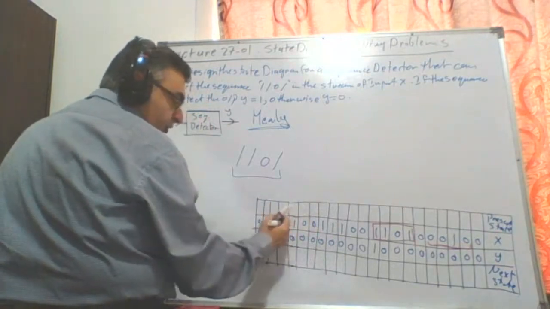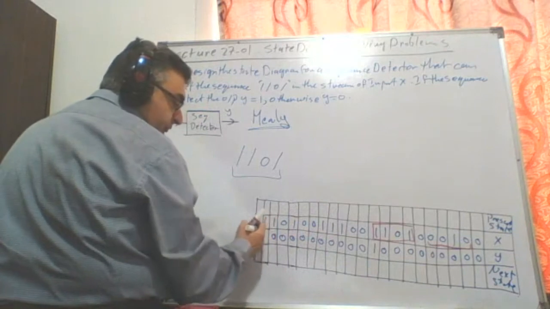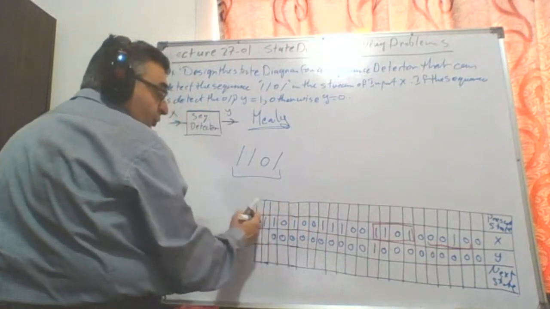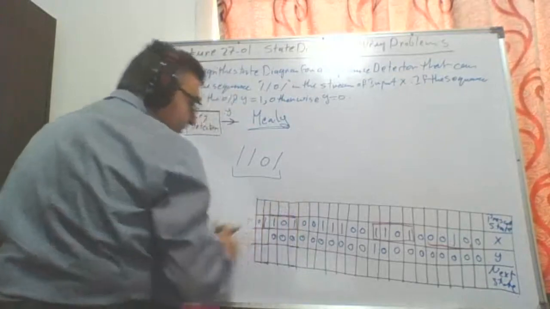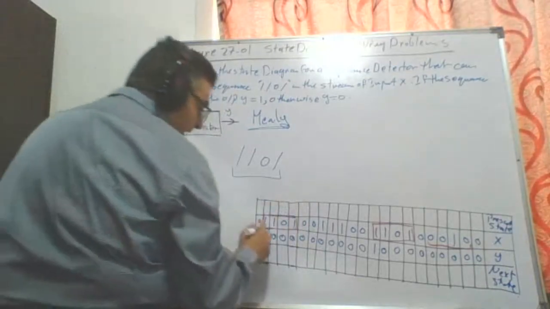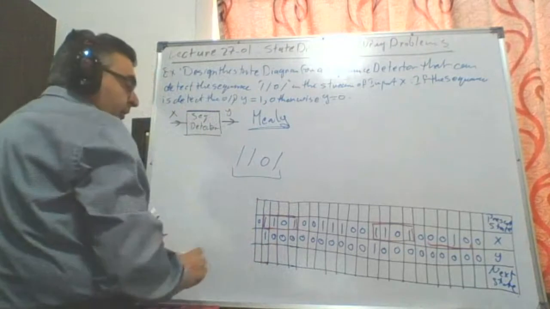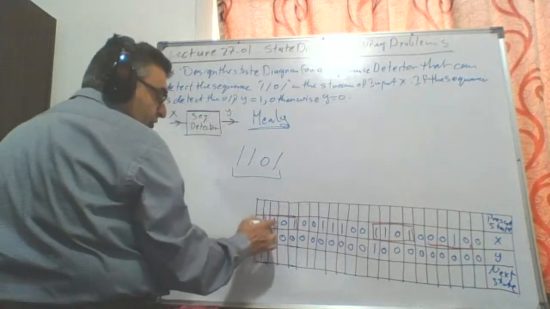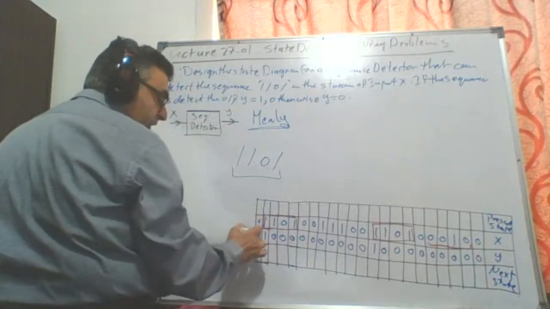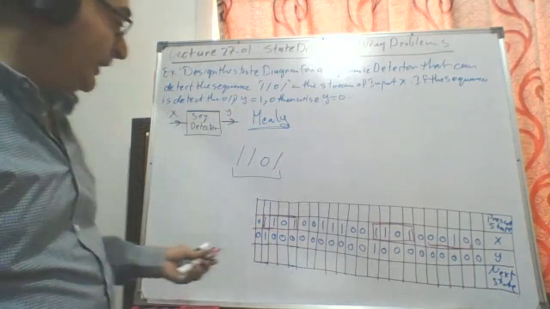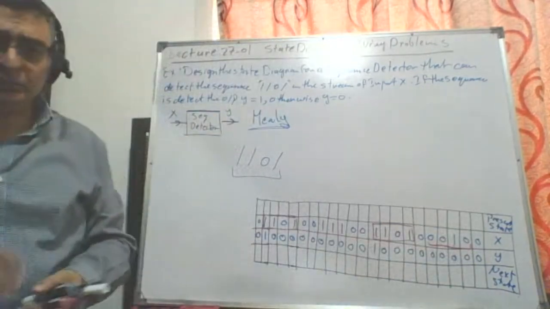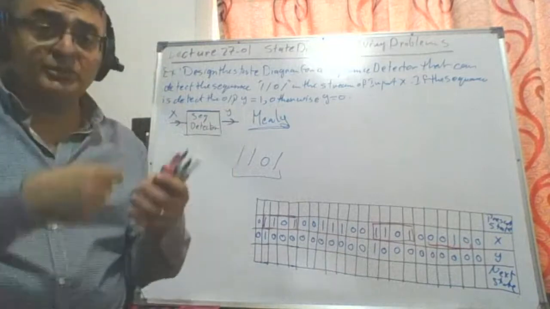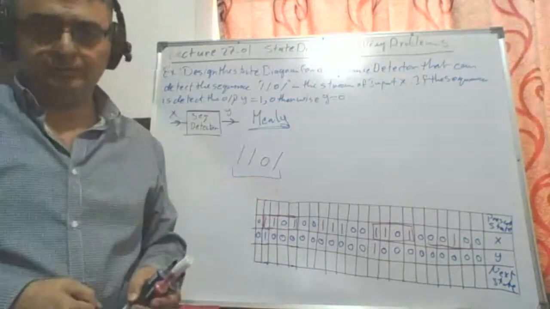Here 1 0 1 0, not matched. Here 1 0 0 1. Yes, I have the second match detected here. Here the output should be 1. And if I continue like this, 0 1 1 0, it's not matched. I have 0 here. So the diagram here demonstrates how the sequence detector should work.